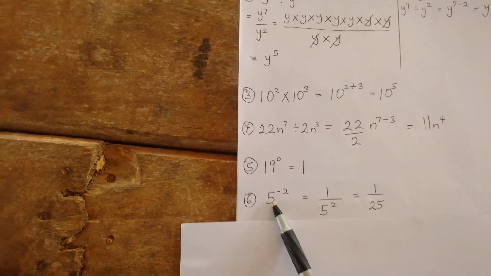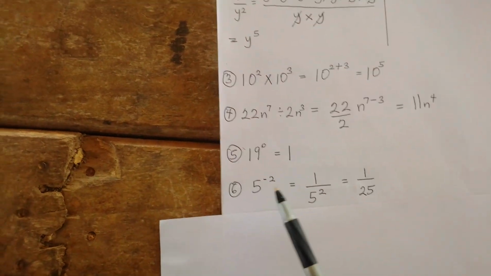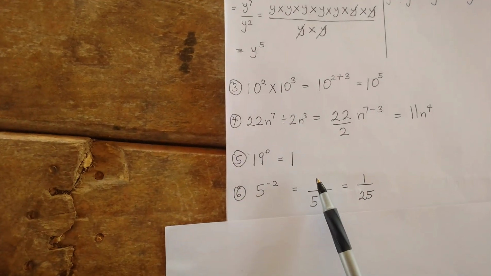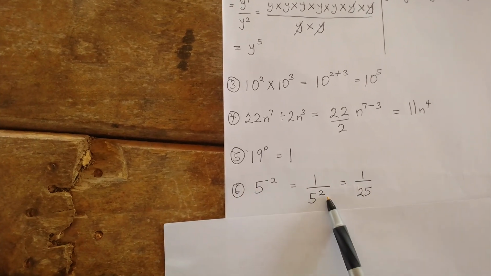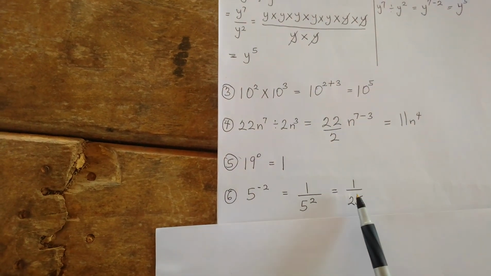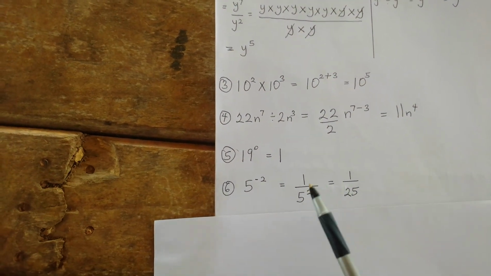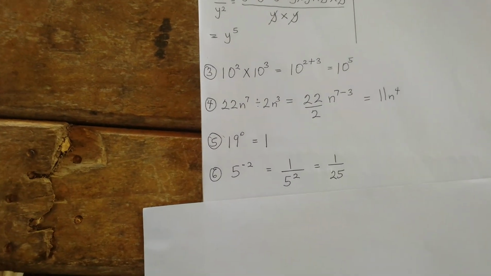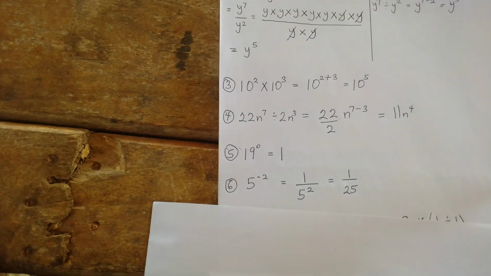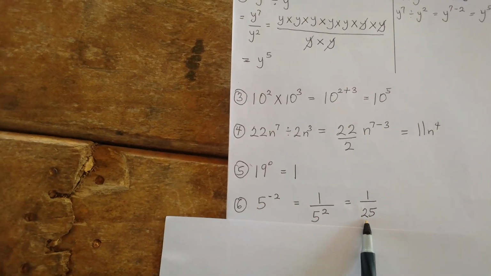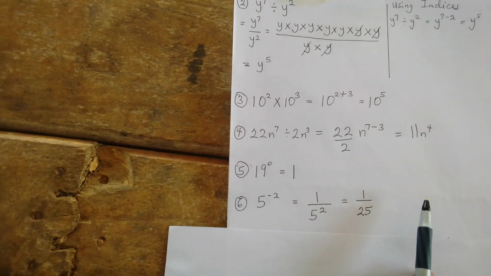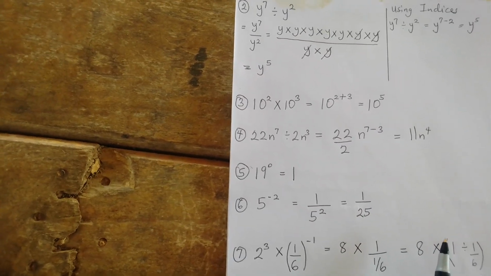So 5 raised power minus 2 should be equal to what? 1 over, to remove this negative power, it will now be 1 over 5 raised power 2. 5 raised power 2 means 5 times 5, and 5 times 5 will give us 25. So the answer is 1 over 25. Now let's move further. We are having another example here.